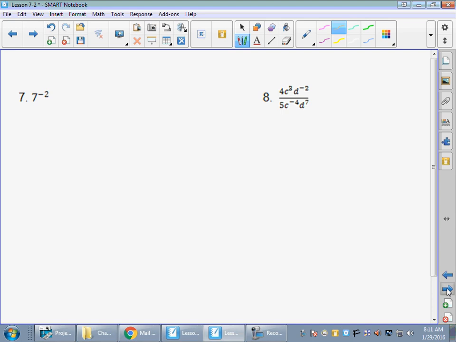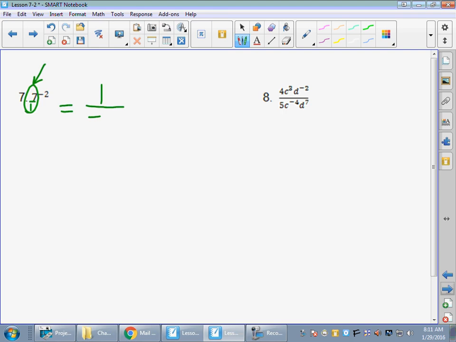Oh, we should talk about negative exponents. So 7 to the negative 2, this is a lot like that example 5 to the negative 2 that we just did. So what's a negative exponent tell you to do? I'm going to use the reciprocal of that base. What's the reciprocal of 7? Or, if you like, 7 over 1.